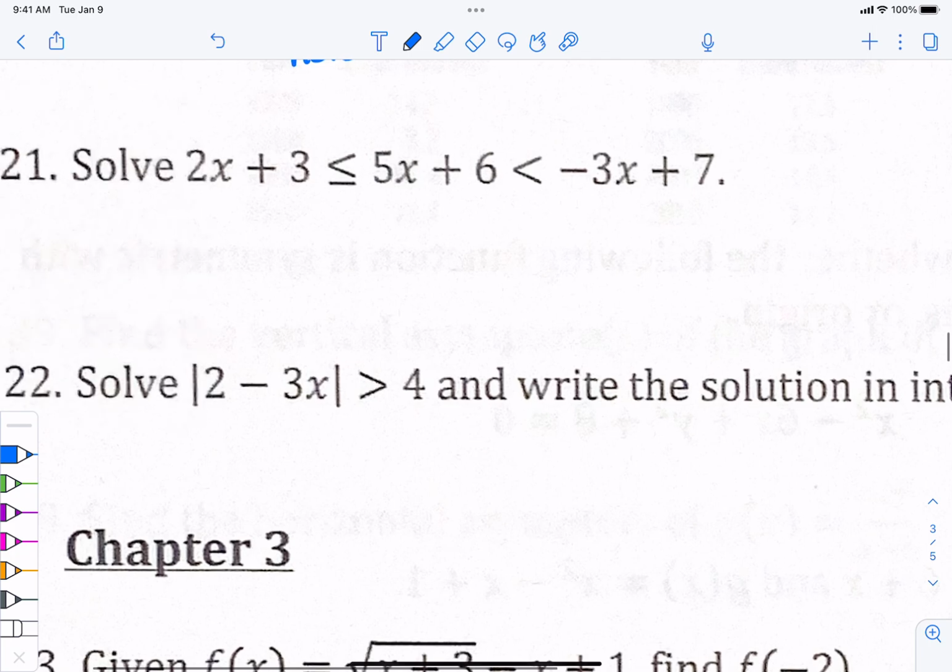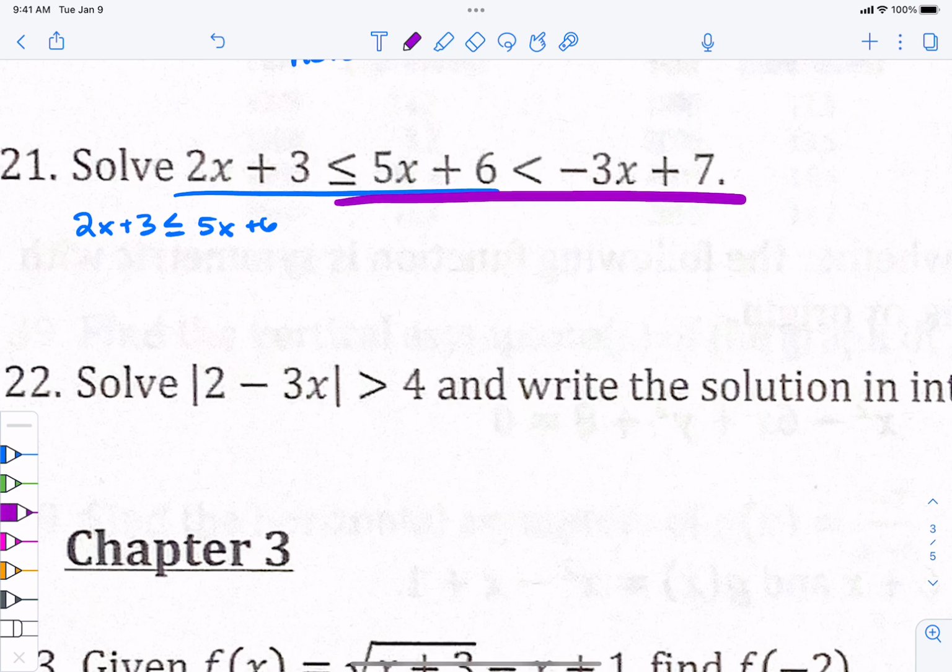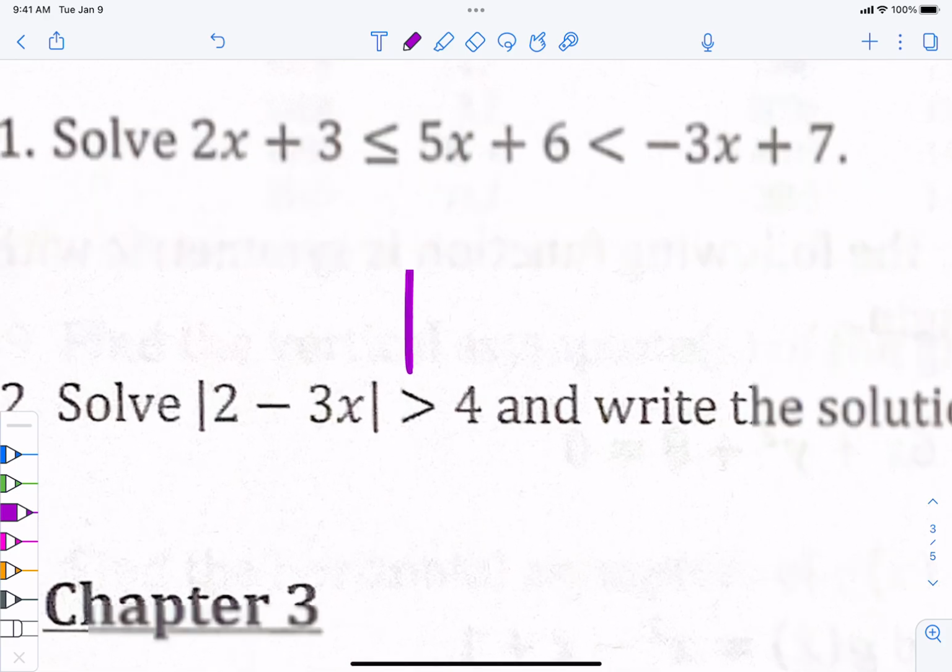All right, 21. We have two inequalities. We have this chunk right here and this chunk right here. You've got to separate it out. So let's do this chunk over here: 2x plus 3 less than or equal to 5x plus 6. Let's solve that over there. And then I'm going to do this chunk: 5x plus 6 is less than negative 3x plus 7. We just solved two different pieces, and we get two answers, kind of.